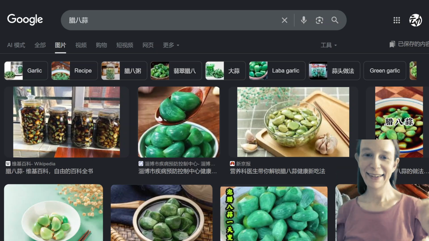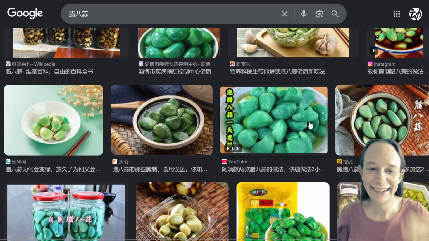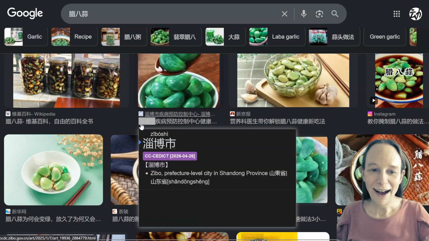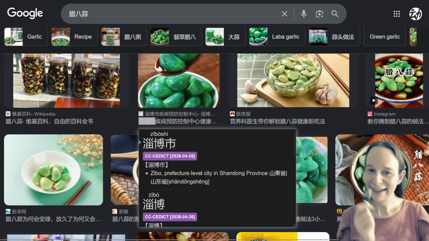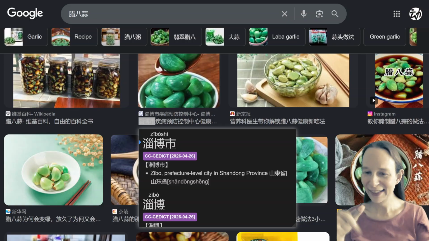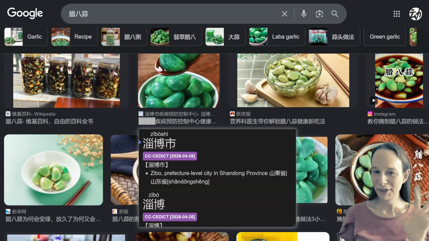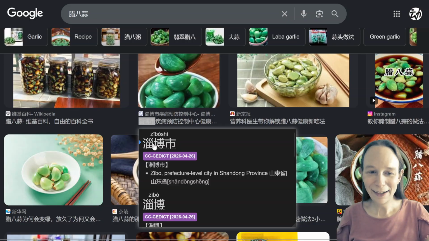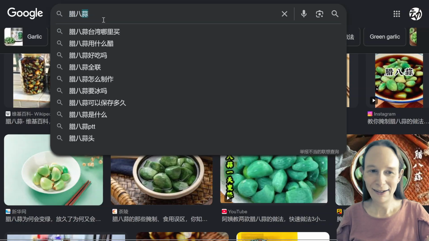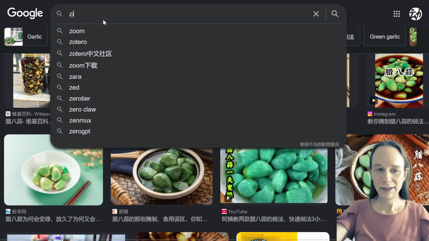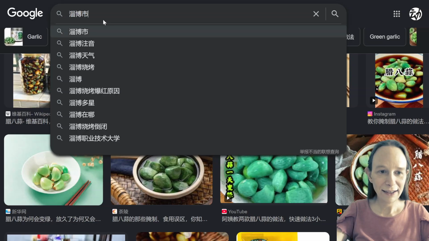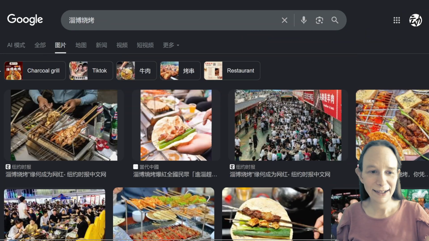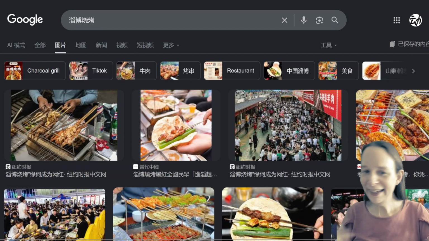腊八蒜. Why is it green? 淄博. Oh, 淄博, shit. This is near here. Well, near here in the sense of the same province, actually. Shandong province is quite big, so maybe it's not that close. But you see, 淄博, 火锅, is it? 淄博. Oh, 烧烤. 淄博烧烤 is the one. So you get that here.